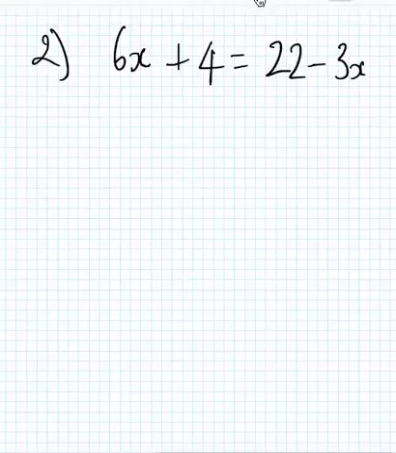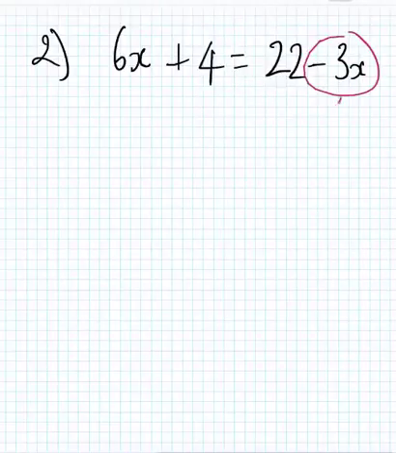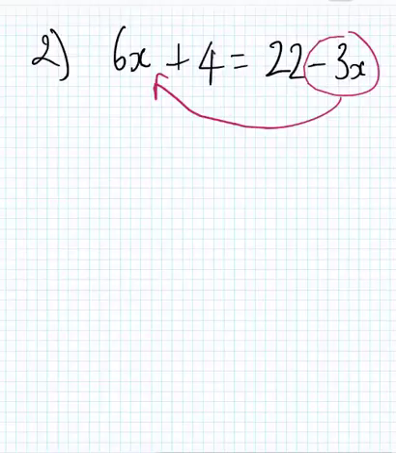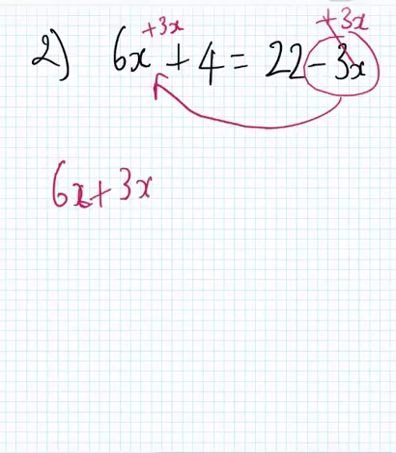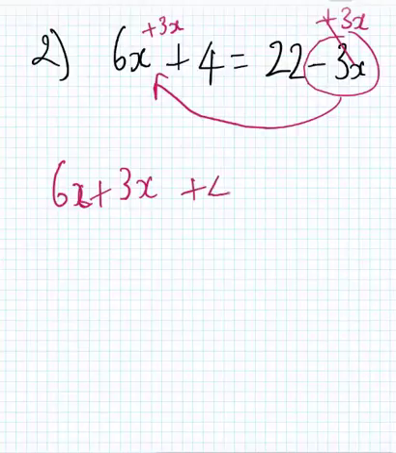I can see that the easiest way would be to bring the minus 3x to this side because I'll avoid negatives. And the opposite of minus 3x is to plus 3x and plus 3x on that side. So this will cancel out and we end up having 6x plus 3x plus 4 is still there, equals, we're left with a positive 22.